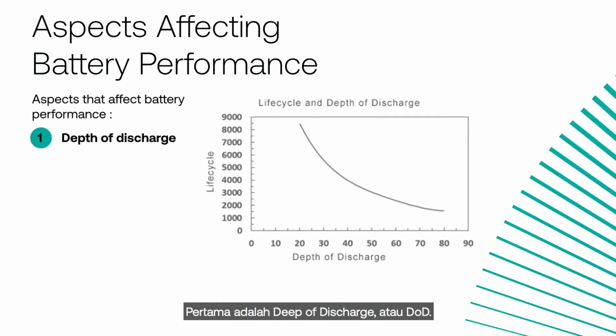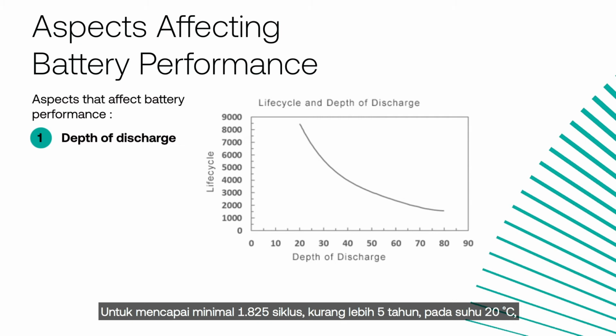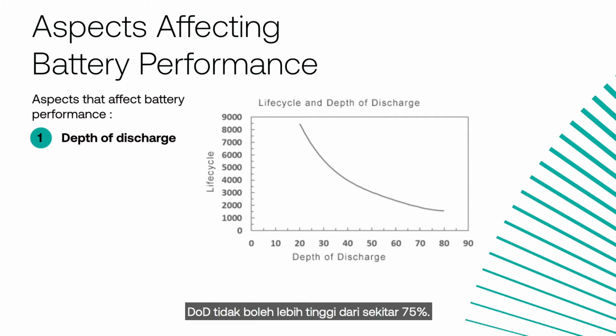First is depth of discharge, or DOD. The greater the DOD is, the smaller the number of life cycles. To reach a minimum of 1825 cycles, that is approximately 5 years, at temperatures of 20 degrees Celsius, the DOD must not be higher than approximately 75%.